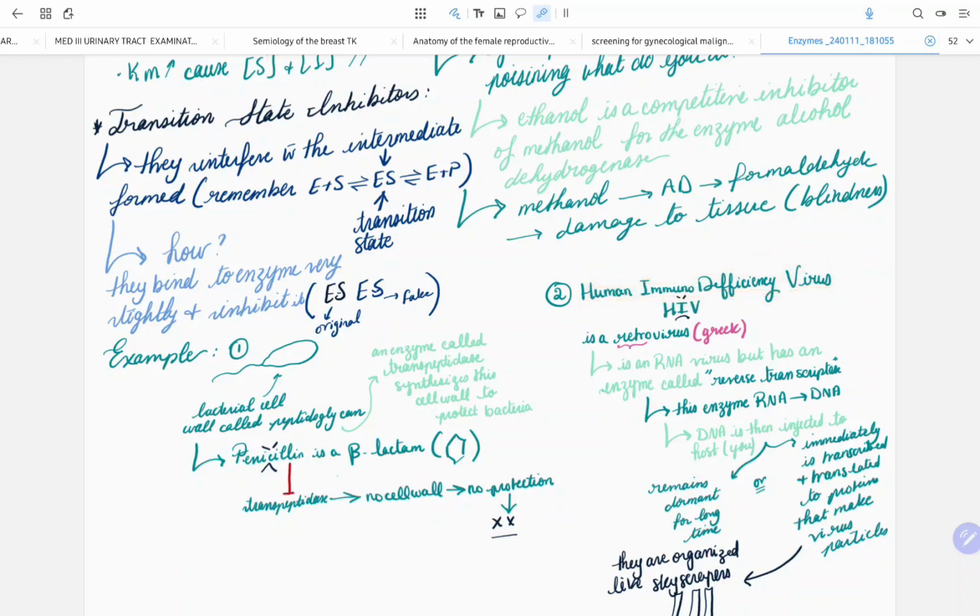The second example is HIV. So HIV is a retrovirus. Retro from Greek means return or backwards, right? So what that means is that HIV has an enzyme called reverse transcriptase. Reverse transcriptase has the ability to change RNA to DNA. So HIV has RNA. Using this enzyme, it can make its RNA DNA. After that, it takes this DNA and injects it into our cells, the host cells, right?